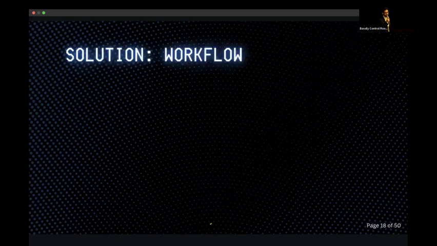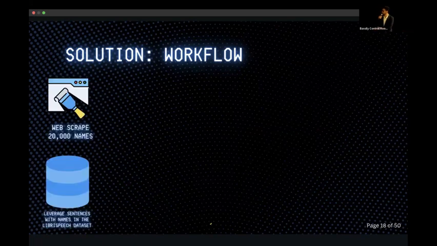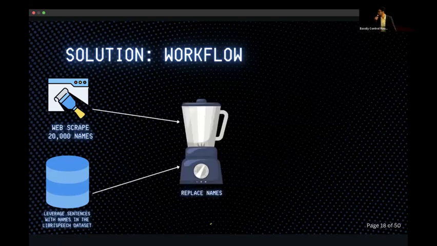So our solution for this is to increase the training data for rare names. And one technique to do this is data augmentation. So we design a simple workflow. We first start by web scraping 20,000 names. And these are real spoken names from people around the world, from websites like forvo.com and howtopronounce.com. And then we use the sentences from the LibriSpeech dataset, which is a large speech dataset. And then we augment these sentences with the names that we web scraped.